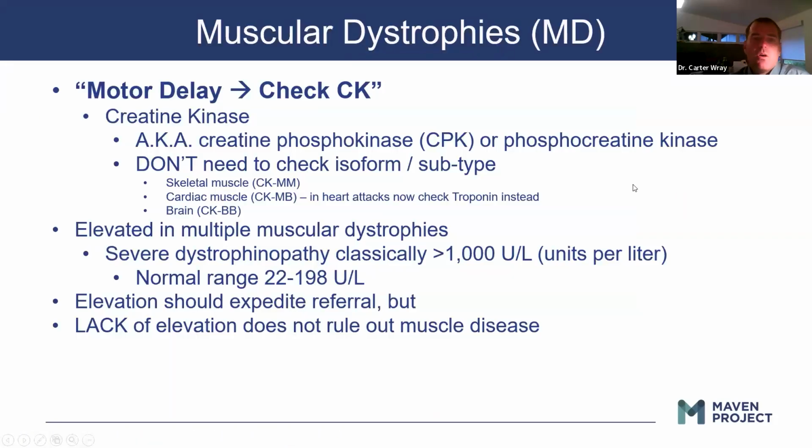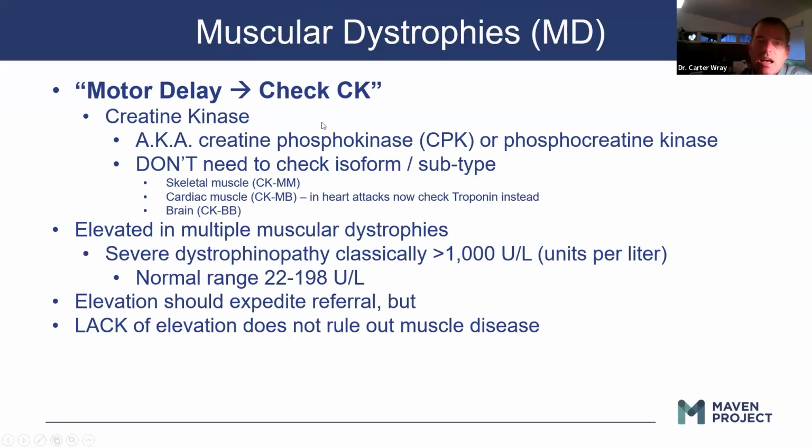So one of my mentors taught me if there's motor delay, check CK. Creatinine kinase is unfortunately also called creatinine phosphokinase by some people. And there are different creatinine kinase isoforms. You don't need to check them, but just for those of you who trained even before I did, before there were troponins, we would check creatinine kinase isotypes to say that the MM form was the skeletal muscle versus the MB would be the form you would see in a heart attack. And then the brain-based CK would be the BB form. You don't need to worry about this.